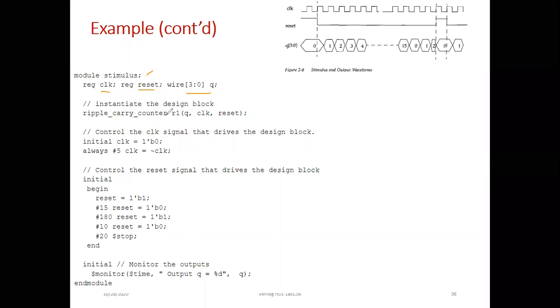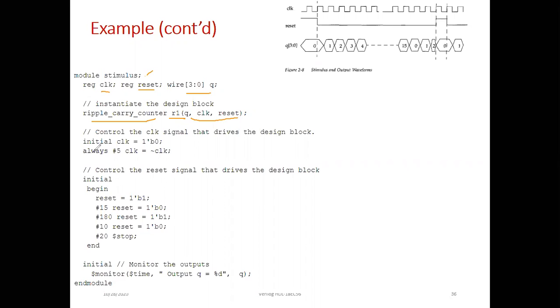Then let us instantiate the main top module of the program, whose name is triple_carry_counter. The instance name is R1. Then we give Q, clock, reset. Now first, initially, you have to control the clock signal that drives the design block normally. So we have to initialize the clock.